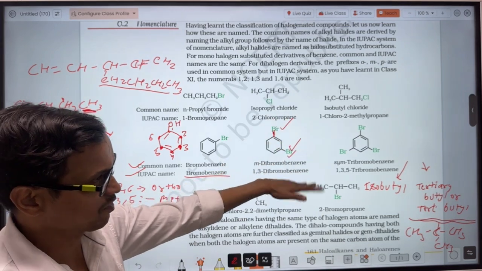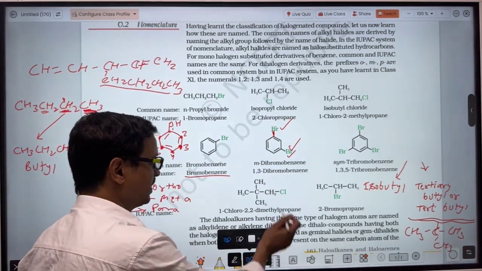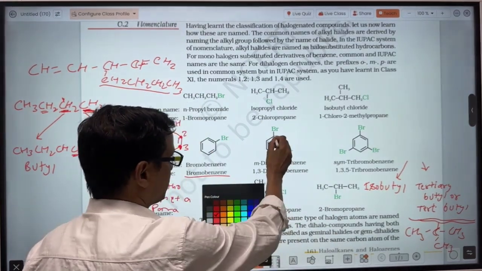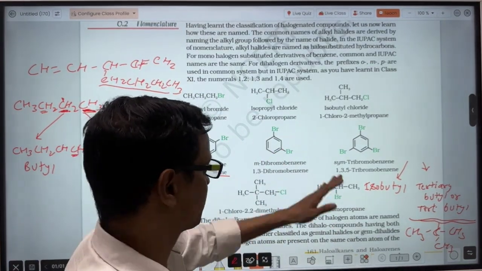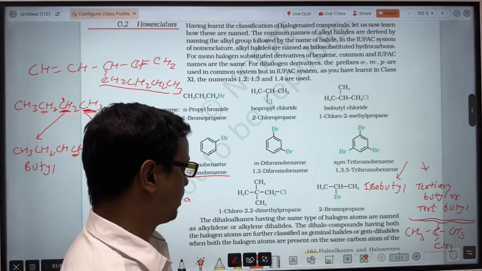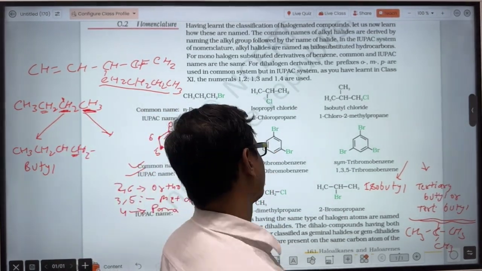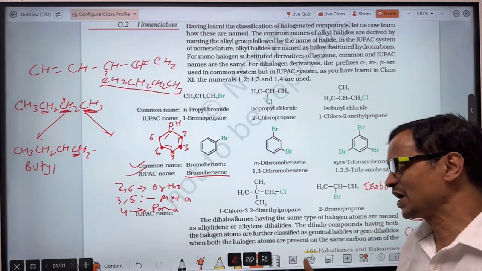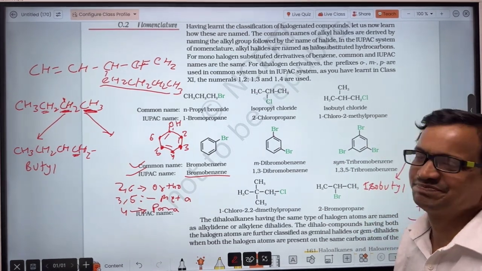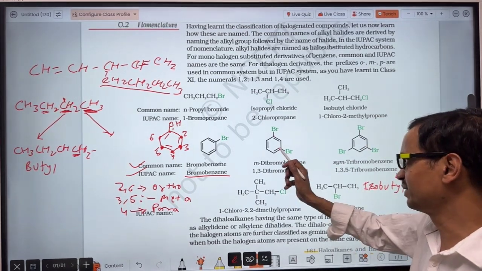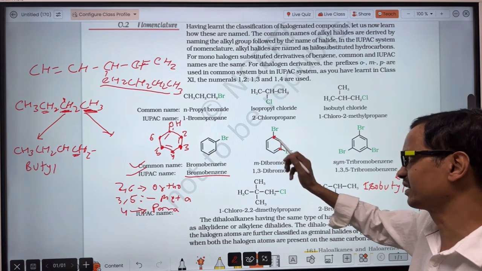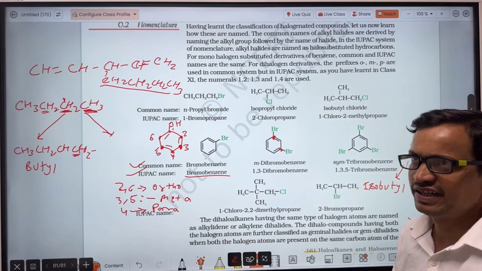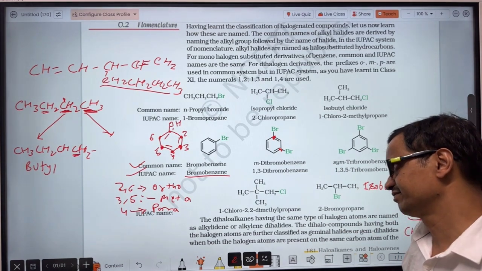It is meta-dibromobenzene because the two bromines are bonded to the benzene at the meta position with respect to each other. Now, because the seniority is the same, this one is also bromine and this one is also bromine, so among these two carbon atoms, we can consider either carbon as the first carbon.